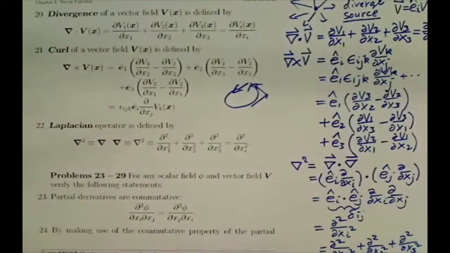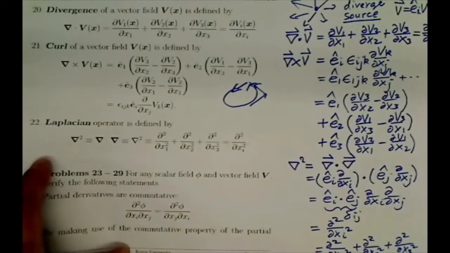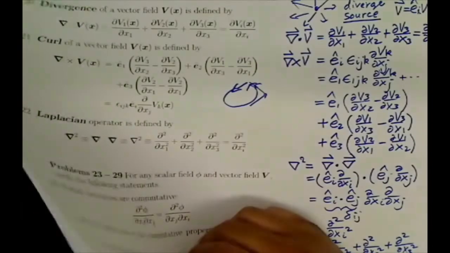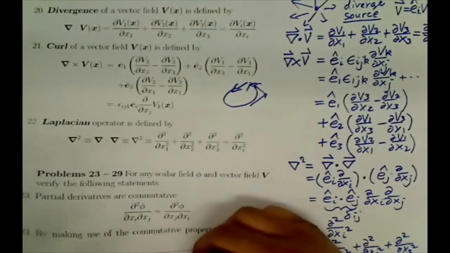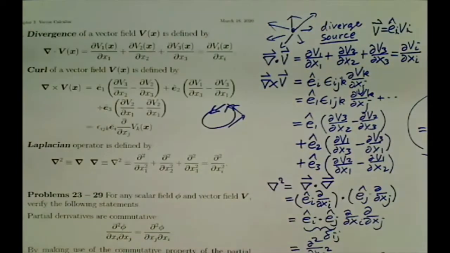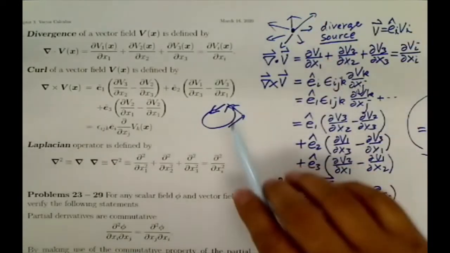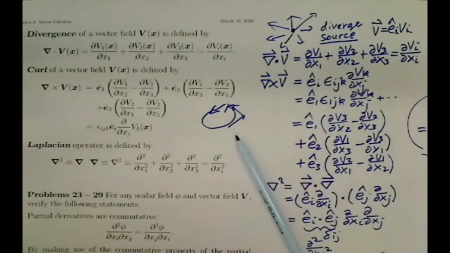Next, we consider divergence and curl and Laplacian. Divergence is to collect, for the vector field, how much field is emitted radially from a point of interest.